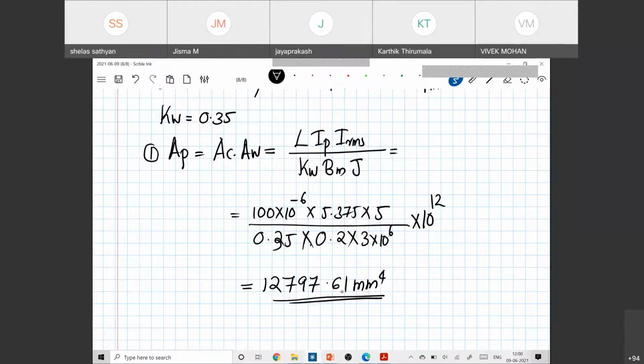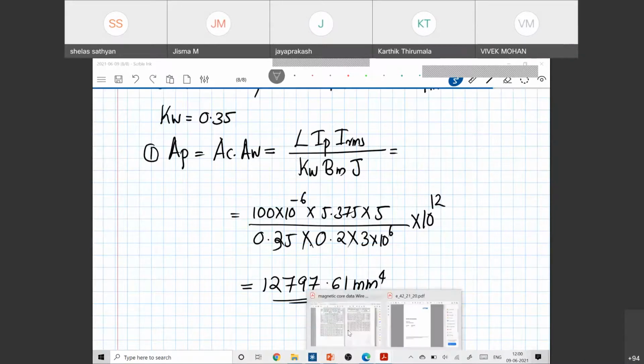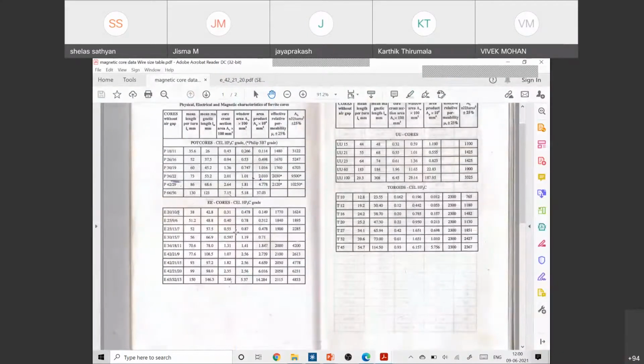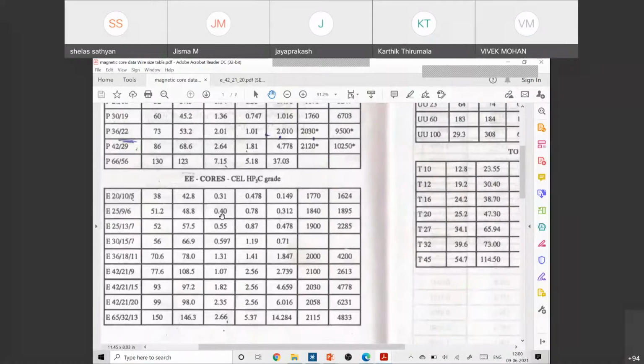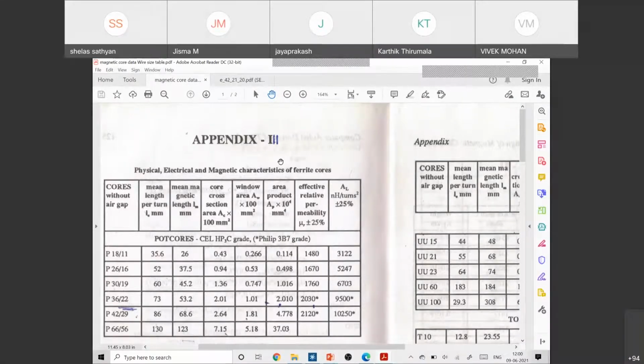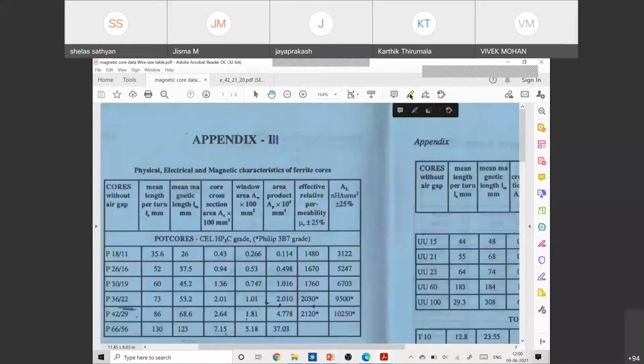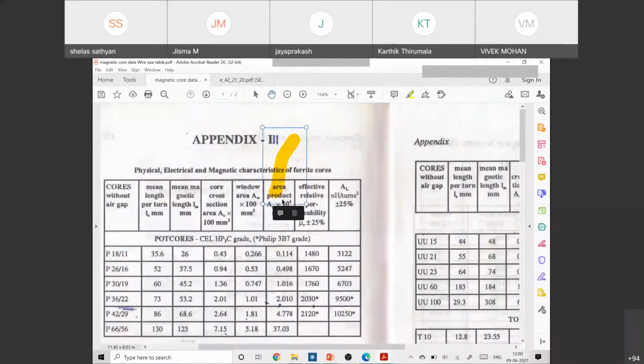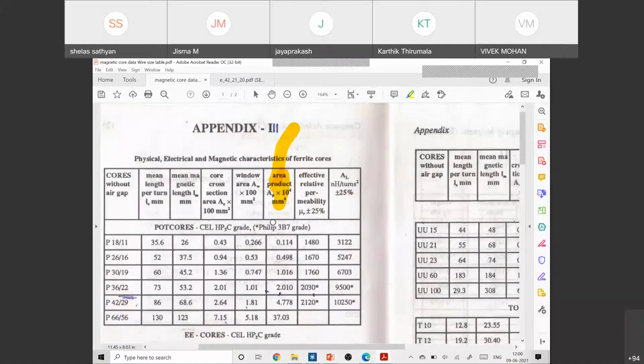Now we find out the value of area product required for our specification. Now we have to look at the core table and find out a suitable core. If you see the core table, the area product is already given here, but it is in mm raised to 4. Whatever is in the table, you need to multiply with the 10 raised to 4. That is the way they represented the table.